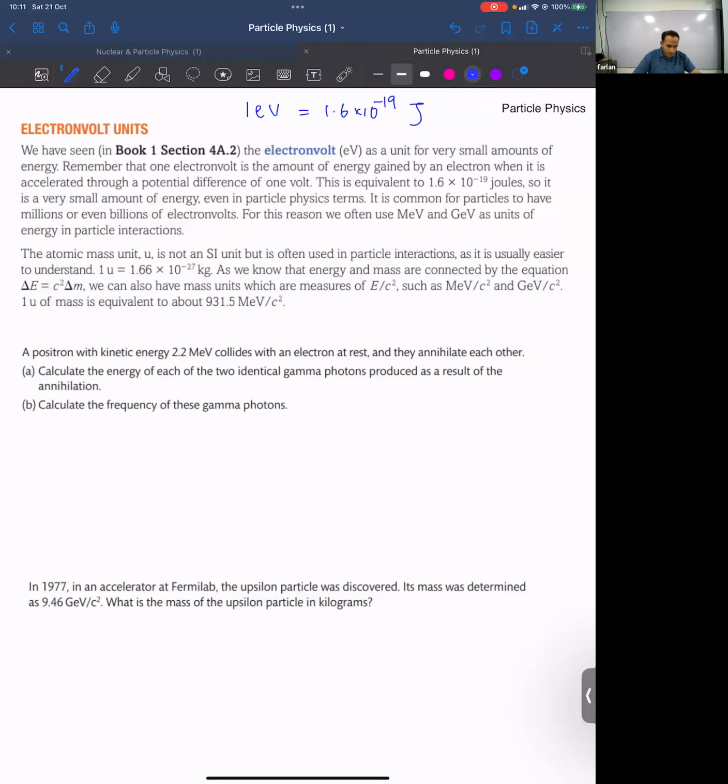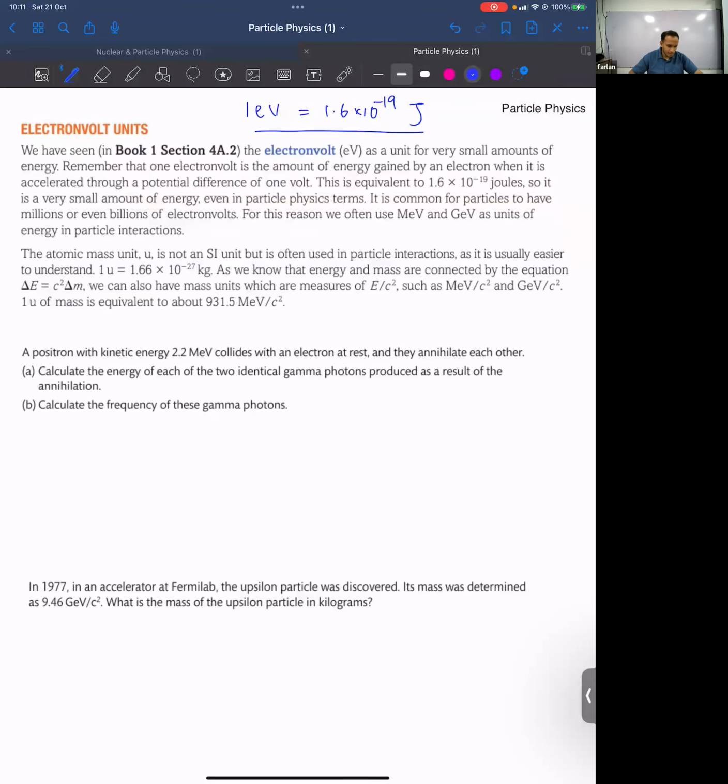Remember that 1 electron volt is the amount of energy gained by an electron when it is accelerated through a potential difference of 1 volt. That is 1 electron volt. This is equivalent to 1.6 × 10^-19 joules. So it is a very small amount of energy, even in particle physics terms. It is common for particles to have millions or even billions of electron volts.